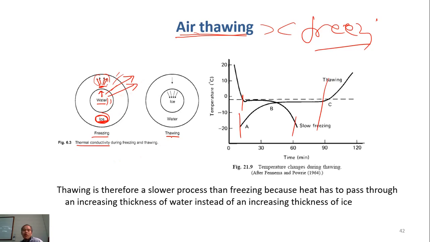But when you do thawing, what happens? The ice from outside become water. You need to transfer heat from outside in. When ice become more water, the heat transfer becomes slower and slower. And because of that, thawing take a long time. And this is one of the reasons why there is more microbial growth during thawing than during freezing.